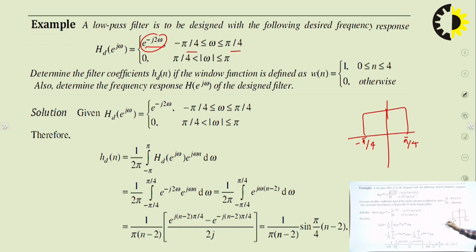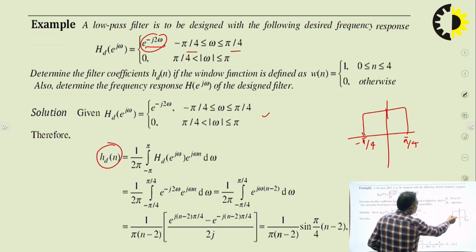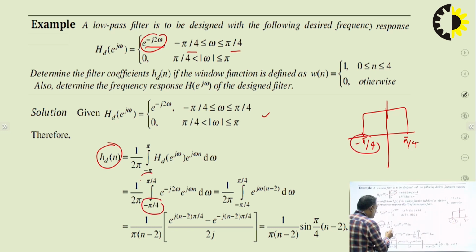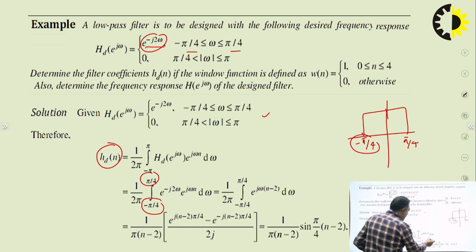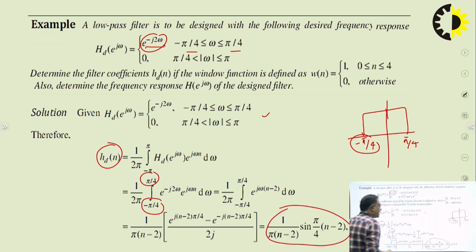So this is Hd of e to the power j omega. Then we calculate hd(n) by taking its inverse Fourier transform: 1 upon 2 pi, integral from minus pi to pi, and then we solve it. Now this is for minus pi to pi, but our pass band is restricted to minus pi by 4 to pi by 4, so the limits will be minus pi by 4 to pi by 4. Then we solve it. Finally we get 1 upon pi (n minus 2) times sin of pi by 4 (n minus 2). So this is the value of hd(n).